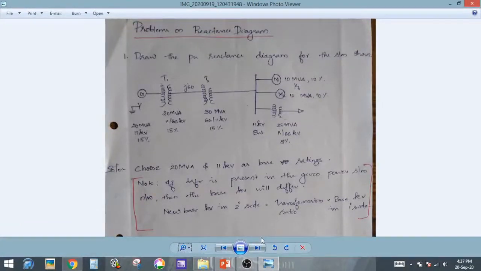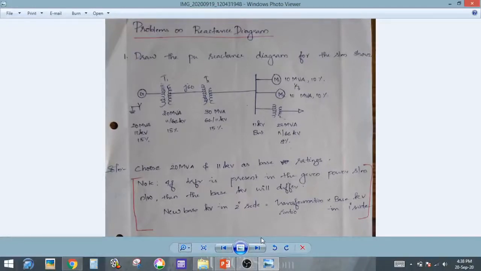So the problems based on reactance diagram. Draw the per unit reactance diagram for the system shown in figure. First of all, a generator, then transformer T1 and T2. Between T1 and T2 there is a transmission line. This j60 corresponds to the transmission line reactance, and another section is the bus part.